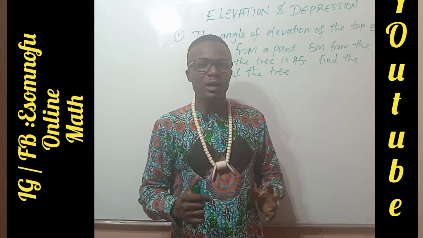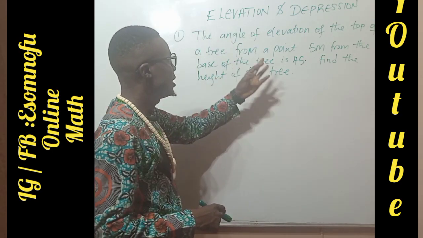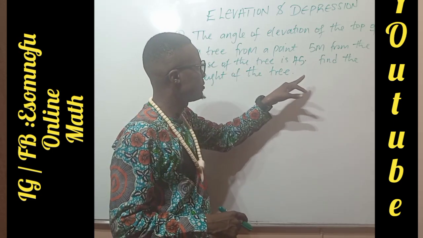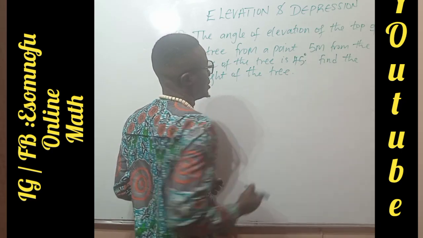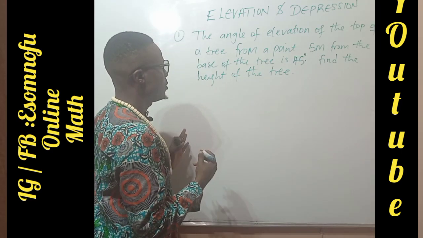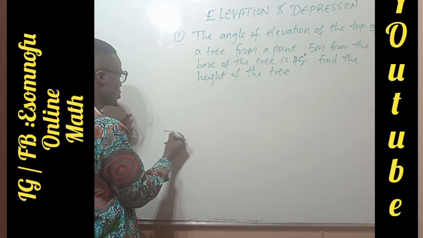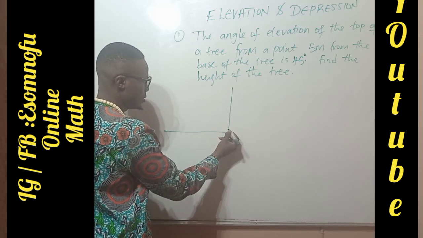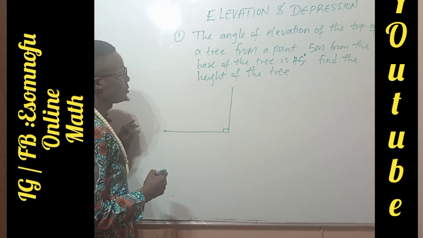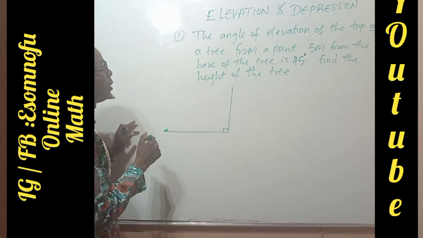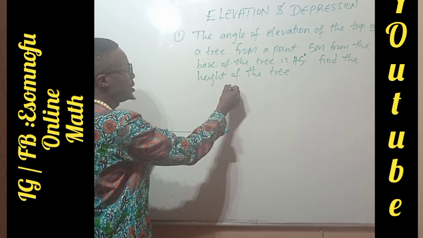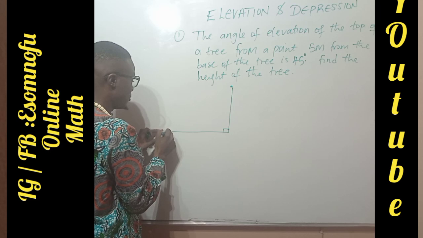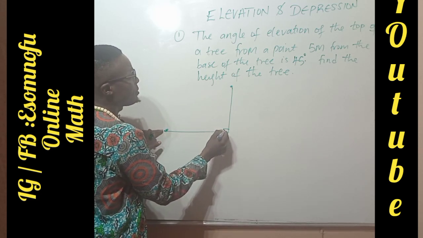So look at the first problem we have here, which says that the angle of elevation of the top of a tree from a point 5 meters from the base of the tree is 45 degrees. Find the height of the tree. Before you do this, I want you to first of all draw the horizontal ground. You can assume that this is the tree standing, forming an angle of 90 degrees with the horizontal ground. And this is a point where the person is viewing the top of this tree, because the angle of elevation of the top of a tree from a point. This is a point. From a point 5 meters from the base of the tree.